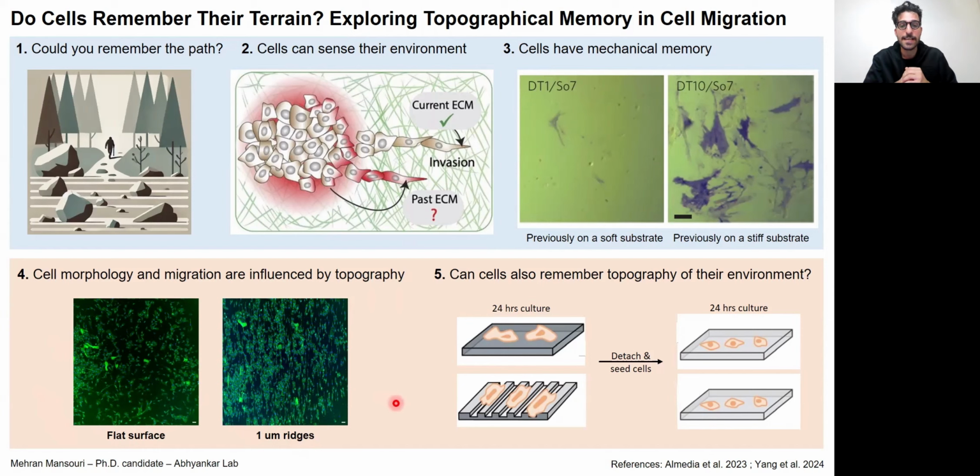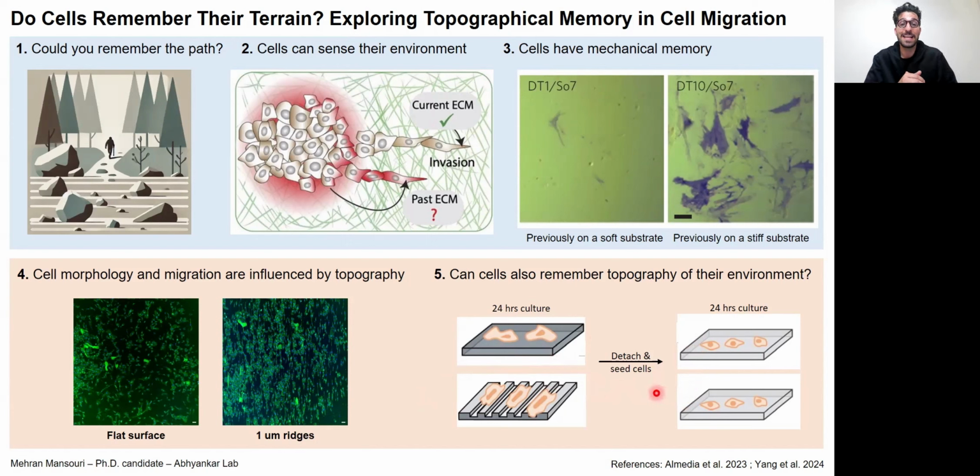For the next step, I want to explore the question of whether cells have topographical memory. What I will do is culture cells on two different substrates, a flat one and a ridged one. And then I will detach them and seed them onto a new substrate. If these cells migrate and behave differently, it means that past topographical features have affected them, and basically they remember that.